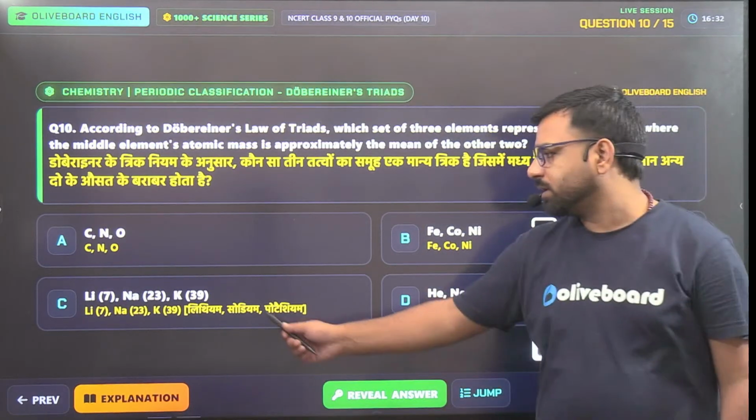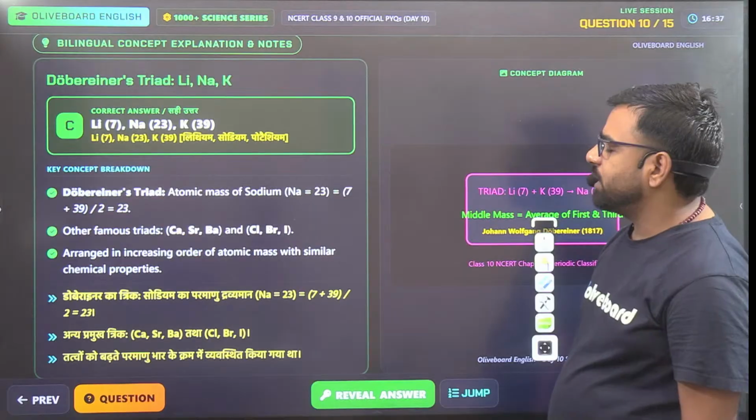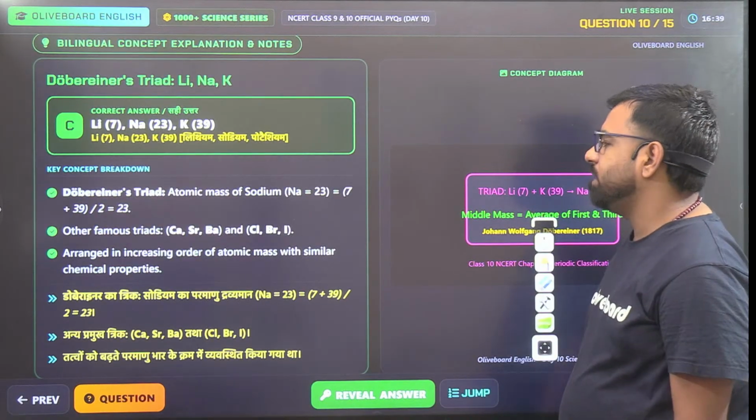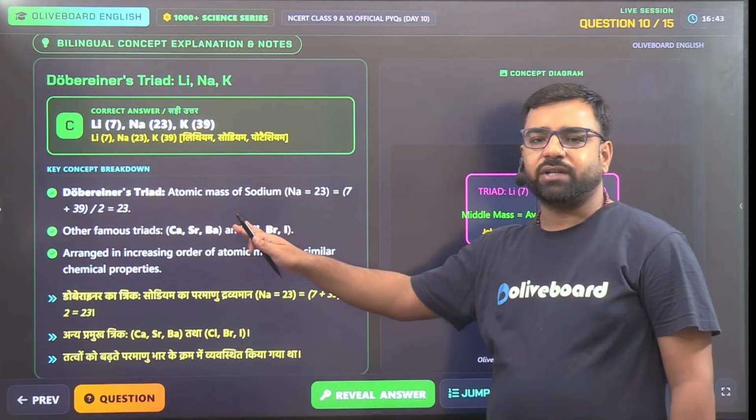So we'll go with option number C, right? So other famous triads were calcium, strontium, barium, and chlorine, bromine, iodine. So you need to remember the second and third triad as well. So there were only 3 triads.